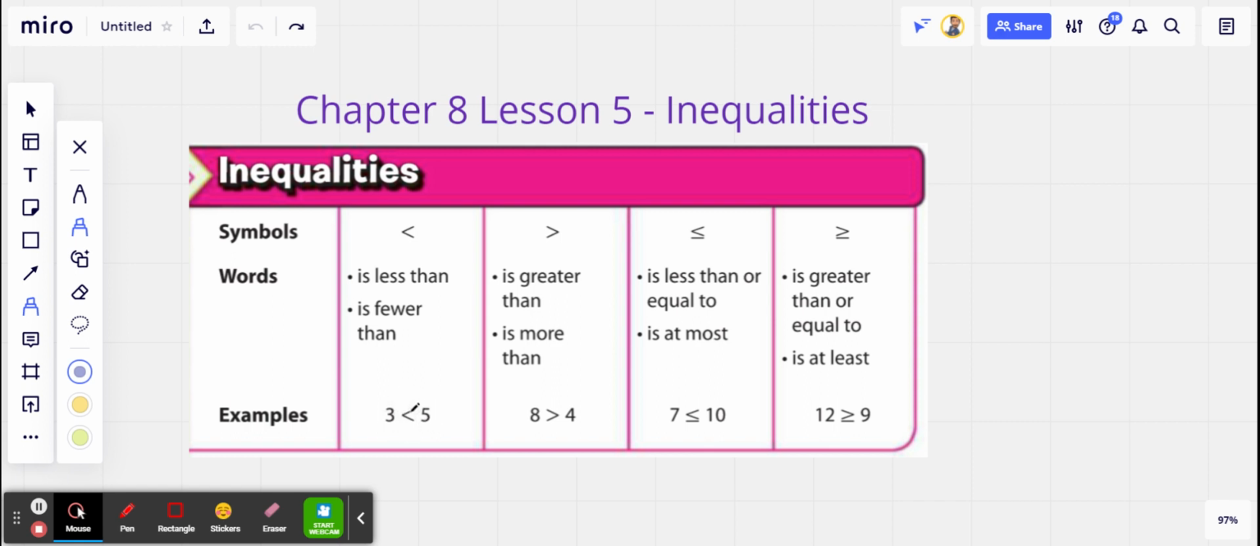Remember, the mouth always goes towards the bigger number. This symbol right here is greater than. It's more than. Okay, 8 is greater than 4. We know that.